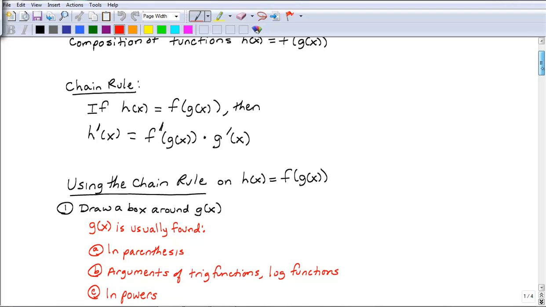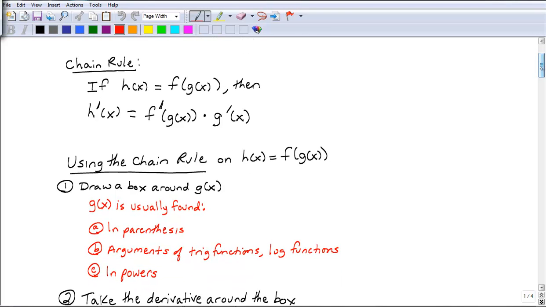This is the chain rule that's the easiest to illustrate what I'm going to show you. h of x is a composition f of g of x. Then the derivative of h of x is f prime of g of x times g prime of x. And that's confusing. It doesn't really mean anything unless you really understand it, so it doesn't help when you're first learning it. But one method to do the chain rule is to draw a box around g of x. And now that begs the question, how do I find g of x?